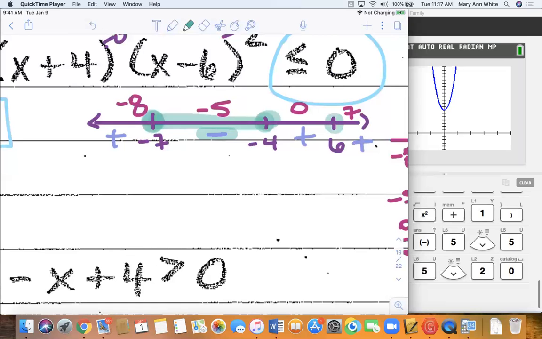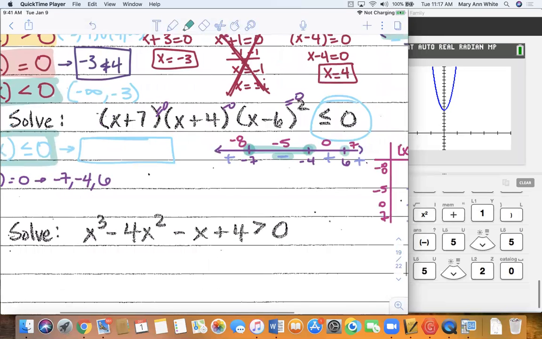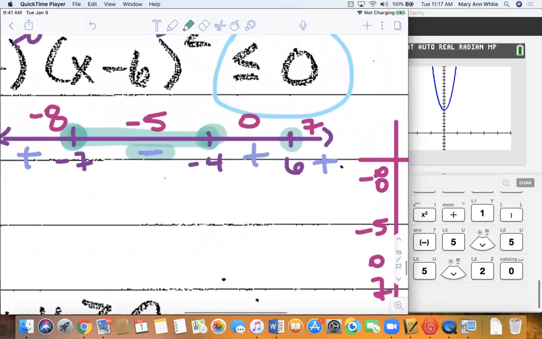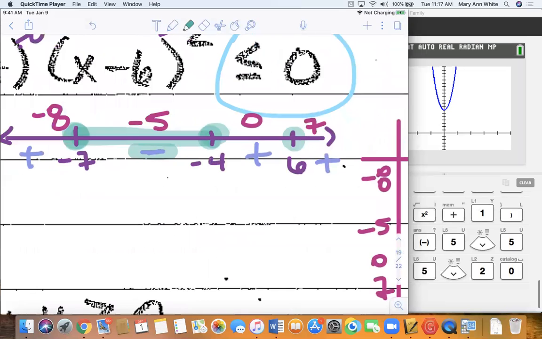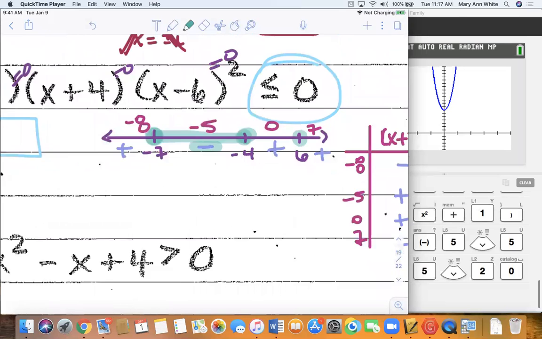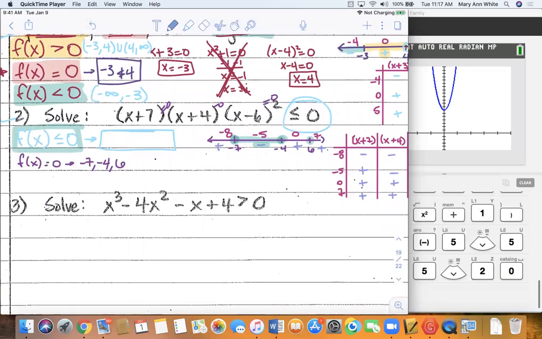6 is a 0. It touches the x-axis. It counts as 0. There's no interval with 6 because everything around it is bigger than it. It's all positive. But I do have to include 6. So this is what my interval is going to look like.